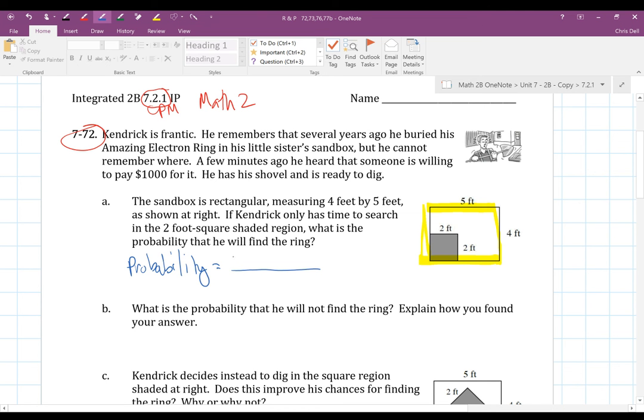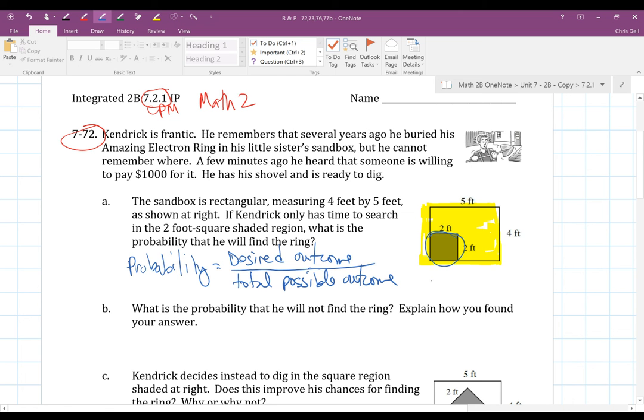It's the desired outcome over the total possible outcomes, right? So that's our probability ratio. So if I think about what I have, my desired outcome is the 2-foot. That's all he can do. He can only search in that 2-foot by 2-foot square, but the total possible is the entire rectangle, right? So we talk about area because it's the probability where he'll find the ring in this area.